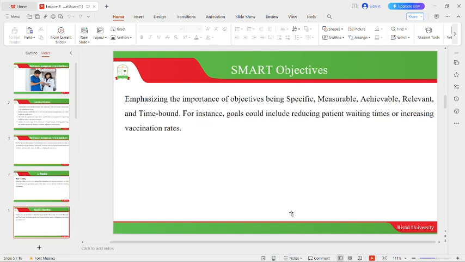So we're still under the planning stage. We talk about the SMART objectives. When we talk of SMART, we are talking about being specific, measurable, achievable, relevant, and time-bound. That's what we mean by SMART objectives. So for instance, goals could include reducing patient waiting times. So when a patient is brought in the facility, the person should not be there for more than 2-3 hours waiting for a doctor. That is what we call underperforming. The person might end up dying in the process of waiting for a doctor.